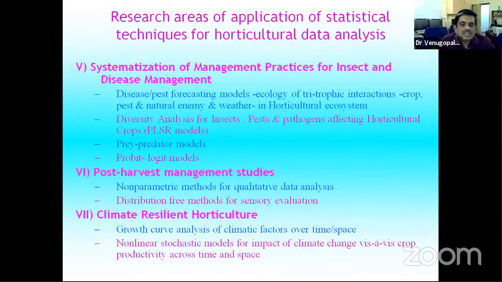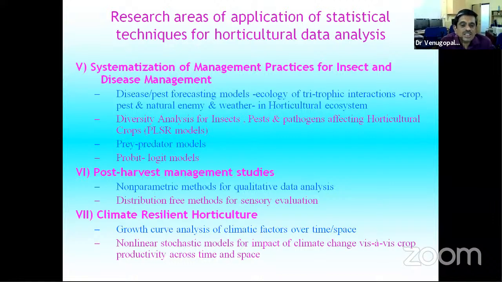touched this aspect. So when we conduct a post-harvest experimental study, normally we test the treatment effects based on CRD or RBD, or factorial CRD analysis. But because these are all done in the lab experiment, these post-harvest data normally result in qualitative data. So there are counterparts of CRD and RBD or factorial RBD, just like the Kruskal-Wallis test and the Friedman test, which we need to use for comparison of different treatments. And also distribution-free methods for sensory evaluation, as I said when I was dealing with the correlation.